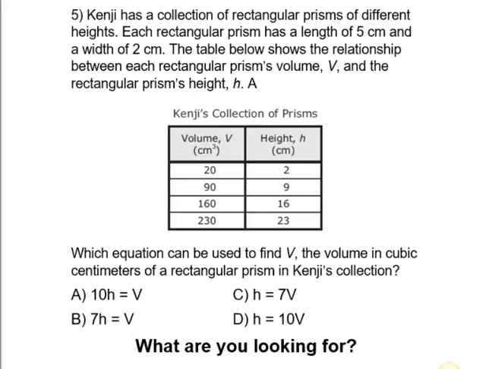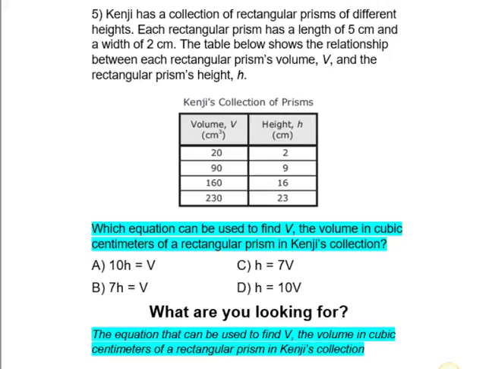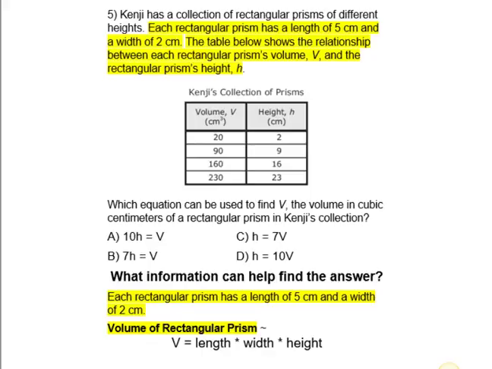What are we looking for? We are looking for the equation that can be used to find V, the volume in cubic centimeters of a rectangular prism in Kenji's collection. What information can help find the answer? Number 1, that each rectangular prism has a length of 5 centimeters and a width of 2 centimeters. And that the volume of a rectangular prism is V is equal to length times width times height.